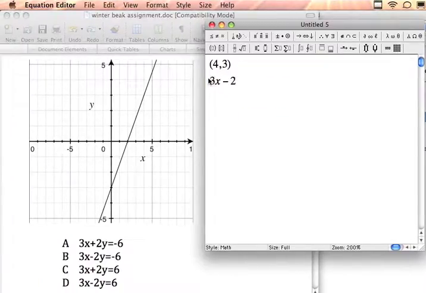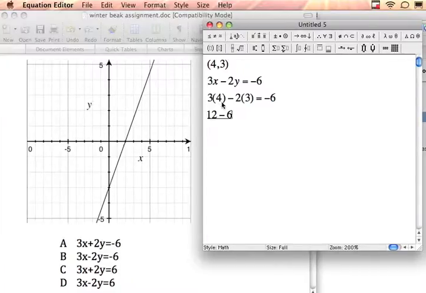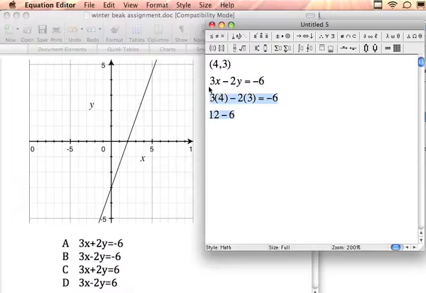So let's try 3x minus 2y equals negative 6. So yeah, let's replace x with 4, and let's replace y with 3. 3 times 4 is 12, and negative 2 times 3 is negative 6. And 12 minus 6 is positive 6, not negative 6. So let's try C. C is 3x plus 2y equals 6.